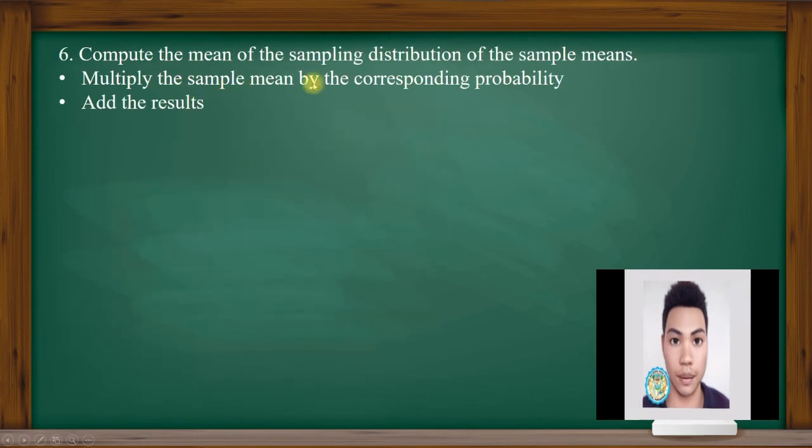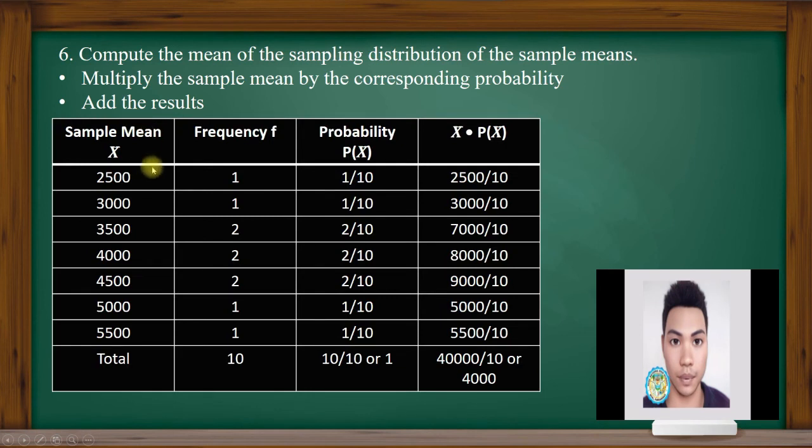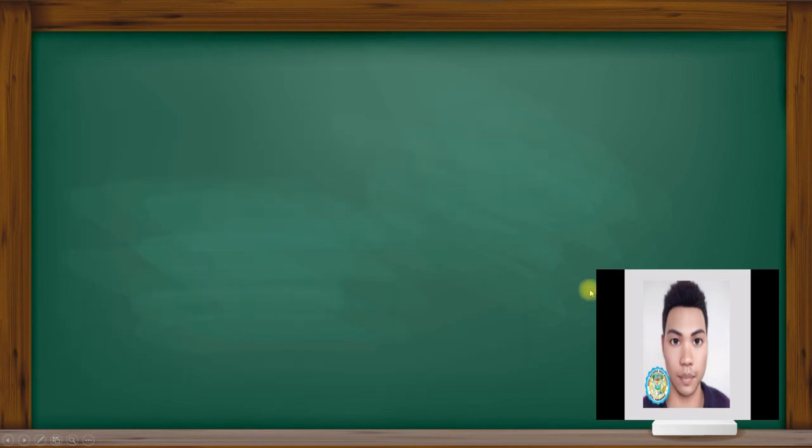And then compute the mean of the sampling distribution of sample means by multiplying the sample mean by the corresponding probability and then add the results. So ito yung mga sample mean natin kanina, and then multiply by its probability. So ito yon probability nila. So ito yung mga result. So 2,500 over 10, then 3,000 over 10, So 3,500 times 2 is 7,000 over, and then the denominator is 10, and then so on, and then you just add. So add mo yung numerator, so 40,000 over 10 or 4,000.